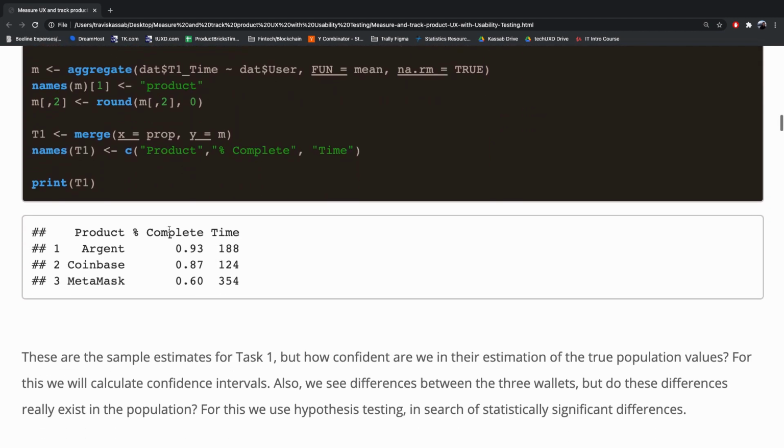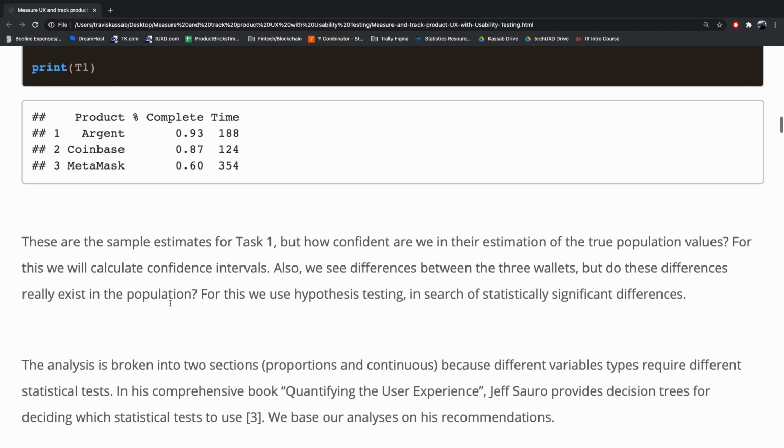Yeah, so here's just an example of how we can summarize these, right? So this is for task 1. For Argent, 93% completion rate, average time on task, 188 seconds. And then for Coinbase and MetaMask.